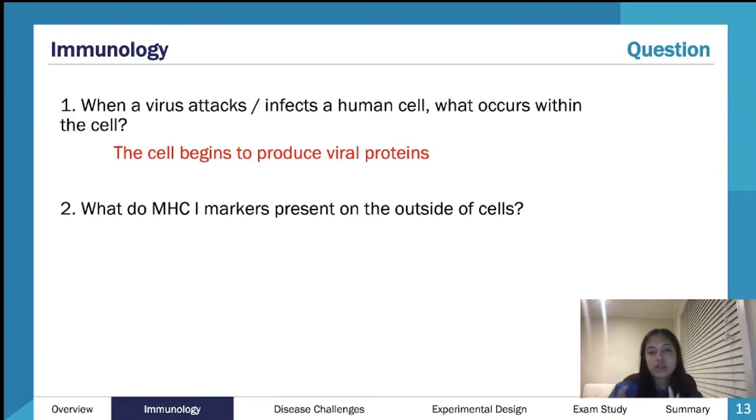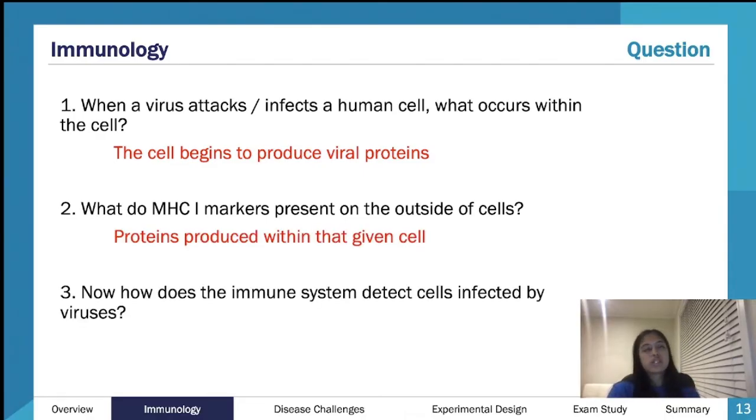So they present the little proteins that your cell is making. Again, just a way of showing the immune cells that you're doing the right thing. If you're infected with a virus, you're going to be making viral proteins, and you're going to be displaying that on your MHC1. So that's how the immune system detects cells infected by viruses. Your MHC1, your windows, will be displaying your viral particles.